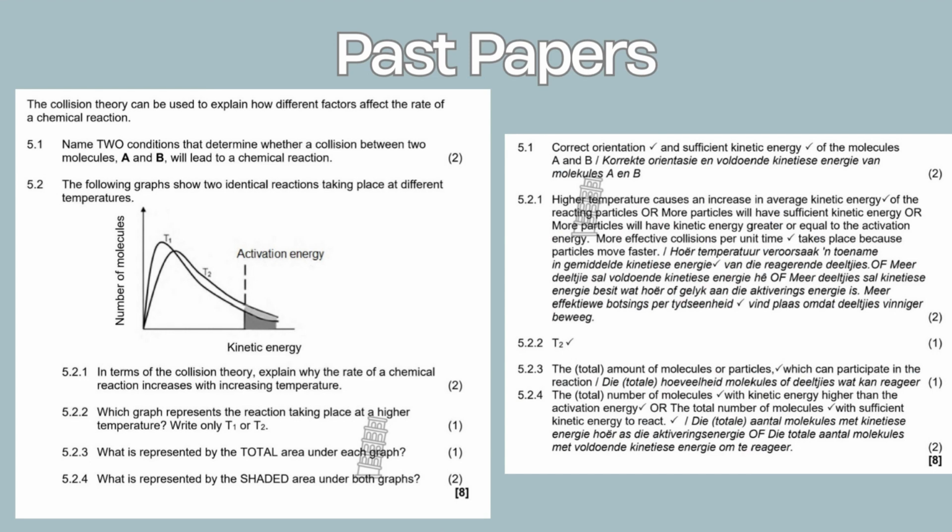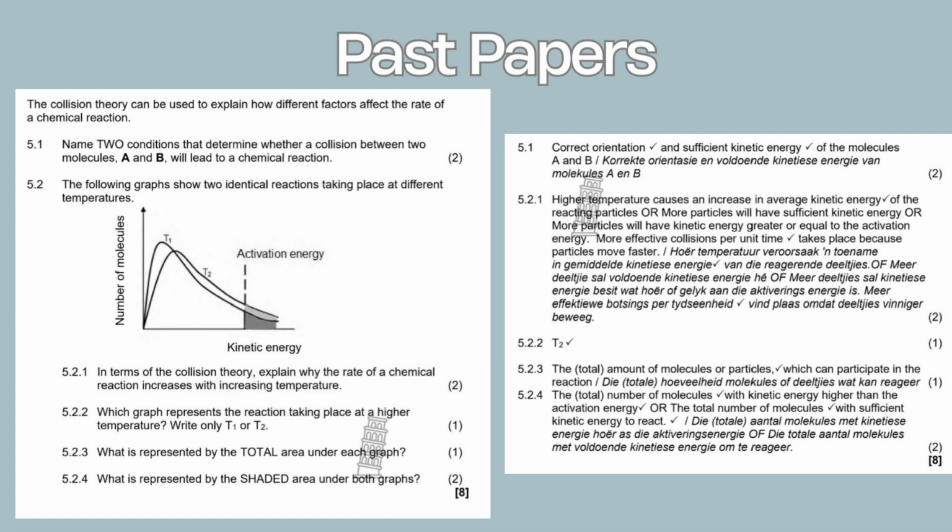Let's have a look at the last past paper example. The collision theory can be used to explain how different factors affect the rate of the chemical reaction. Name two conditions that determine whether a collision between two molecules A and B will lead to a chemical reaction. The correct answer is correct orientation and sufficient kinetic energy of the molecules. The following graphs show two identical reactions taking place at different temperatures. You can see T1 and T2.